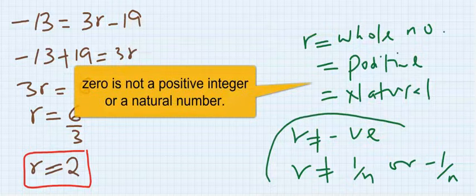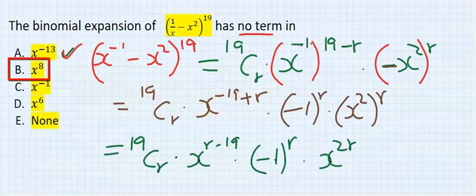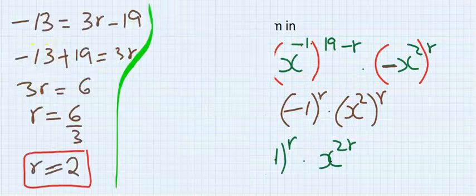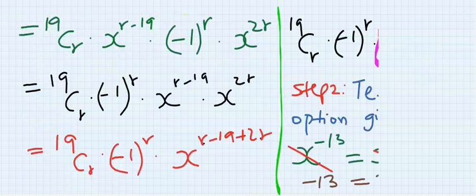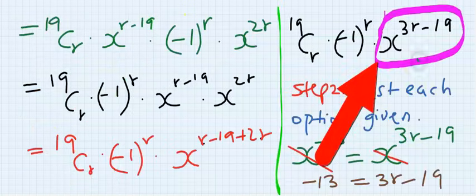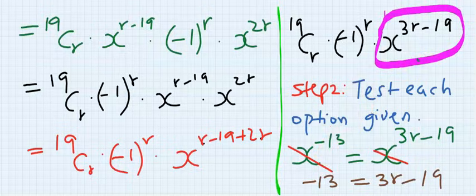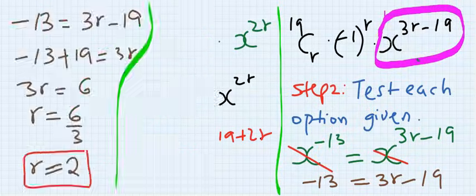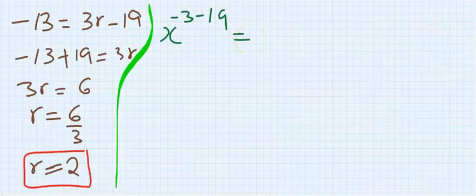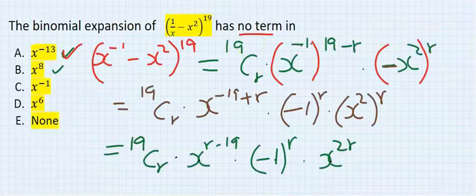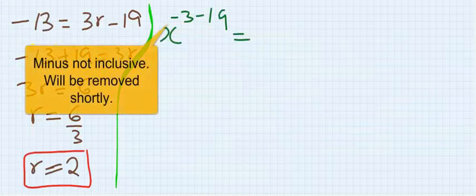Our next step is to test option B, which is x to the power of 8. So I'm going to test it with this. This will be what I'll be using for each option. So it's going to be x to the power of 3r minus 19 is equal to option B, which is x to the power of 8. Here, x will take x.